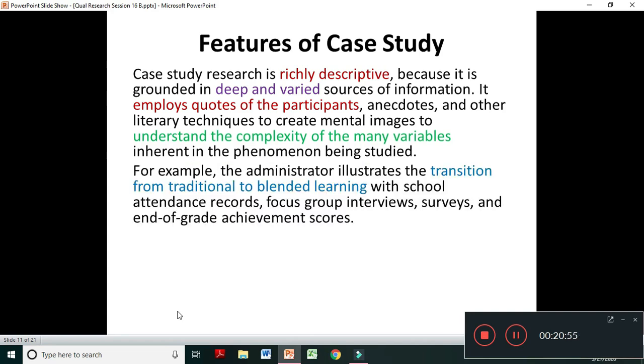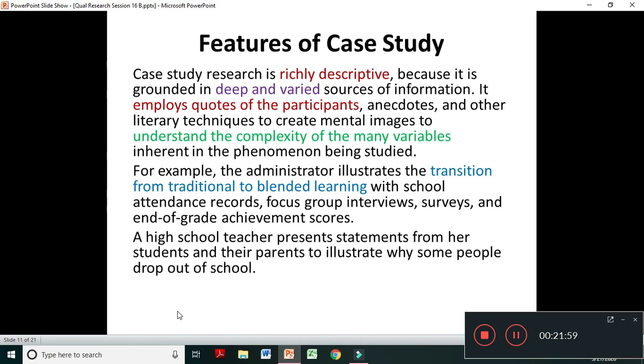I've given the example again. In the case of the transition example, the administrator illustrates the transition from traditional to blended learning with school attendance records, focus group interviews, surveys, and end of grade achievement scores. So you can see that there are different sources of information. There is not a single source of information. There is not only focus group interviews, there is not only surveys or end of grade achievements, rather there are different sources of information. That's why case study research is richly descriptive, because the data come from different sources, and it is important to collect data from different sources because if we do not, then we will not be able to understand the complexity of the many variables.